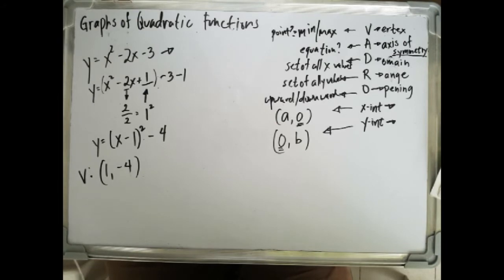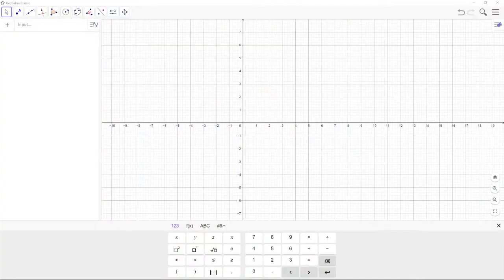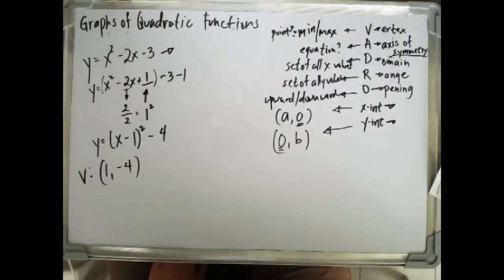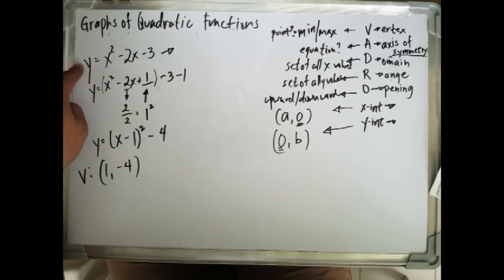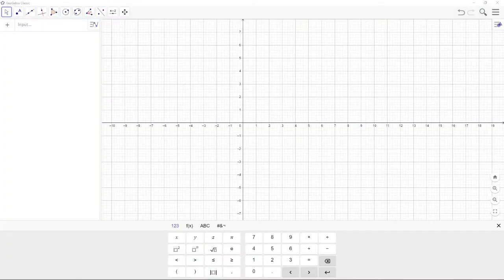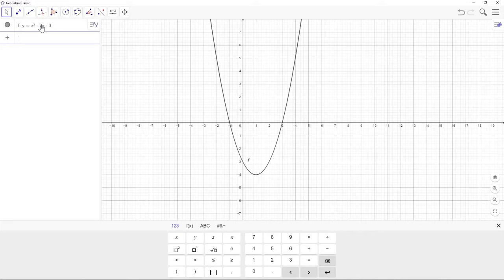Okay, so I have here an app called GeoGebra, available for Windows or any OS. This is a graphing calculator, so we just input the function and we can see its graph in the app. So let's try keying in y equals x squared minus 2x minus 3. As you can see, it is a parabola. So correct, it is a quadratic function.